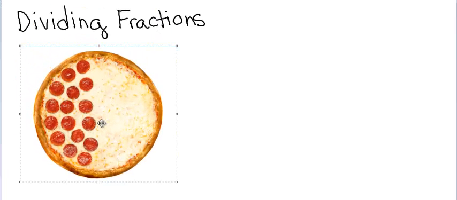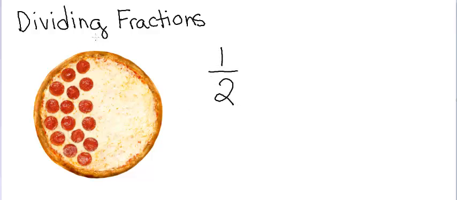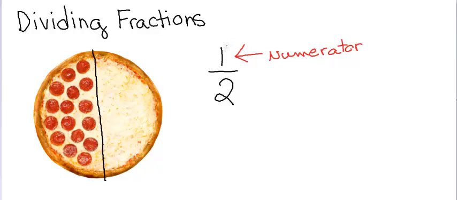Let's consider this pizza. As we can see, half of the pizza has pepperoni on it. Let's split this up. Looking at the number 1, in other words, the numerator, we see that this 1 can represent the amount of pieces that have pepperoni on it. In other words, this piece being shaded in right now.